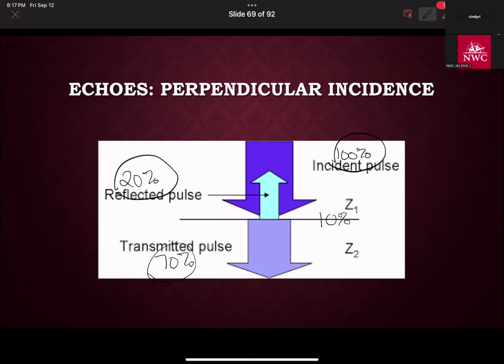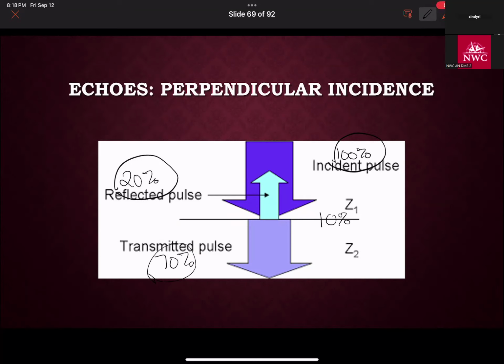And the answer is no. That is known as no energy lost at the boundary between two tissues. No intensity lost at the boundary between two tissues. And therefore, it's described as the conservation of energy. So that's something that you should know.